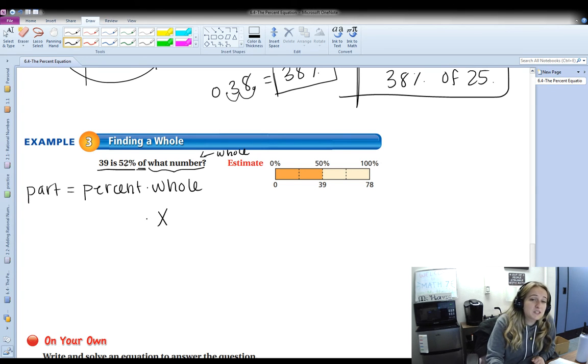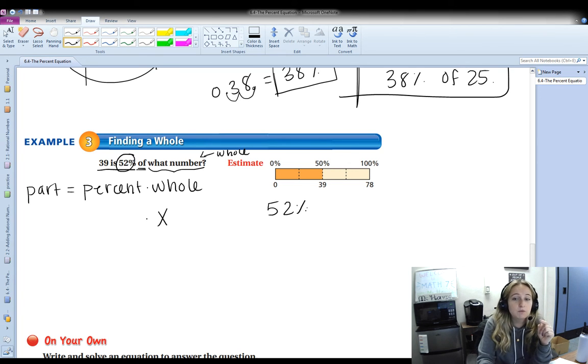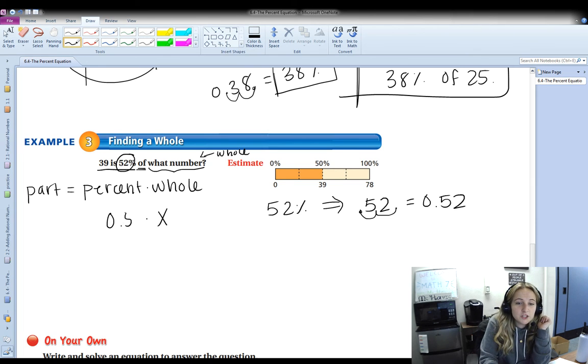The percent is 52% because of the percent symbol. But remember, we don't just write 52%. We have to change it to a decimal. So we're going to do to the left, and that's going to give me 0.52. So we're going to have 0.52 times x equals, and the part is 39.